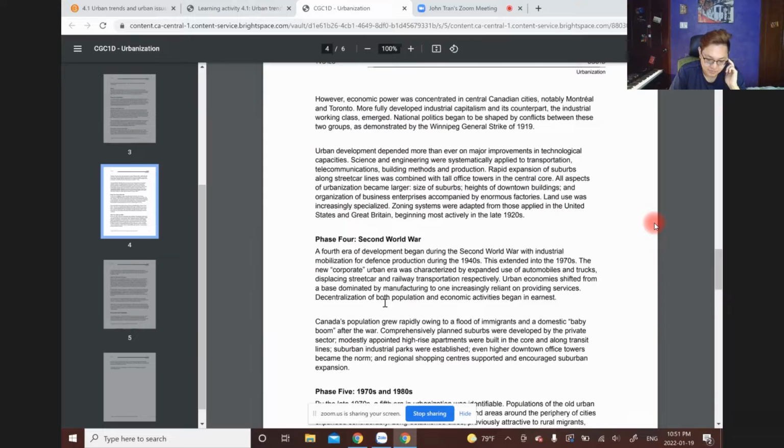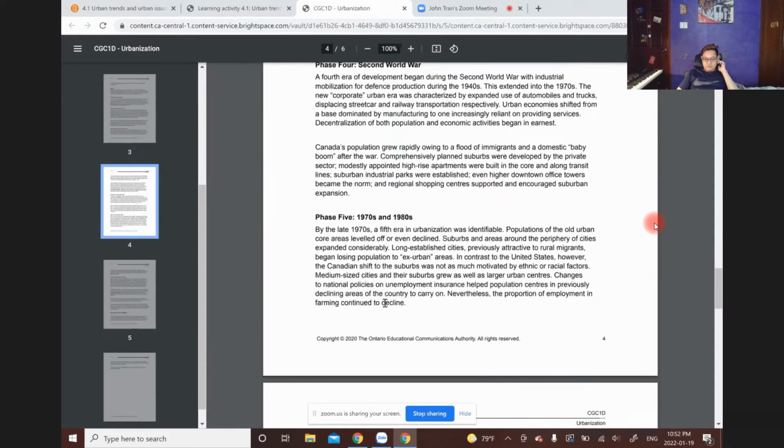Population grew rapidly due to a flood of immigrants and a domestic baby boom after the war. Comprehensively planned suburbs were developed by the private sector. Modestly appointed high-rise apartments were built in the core and along transit lines. Suburban industrial parks were established. Even higher downtown office towers became the norm, and regional shopping centers supported and encouraged suburban expansion.